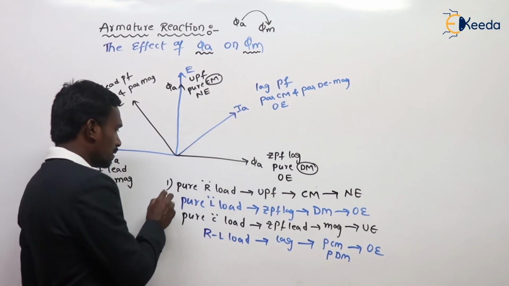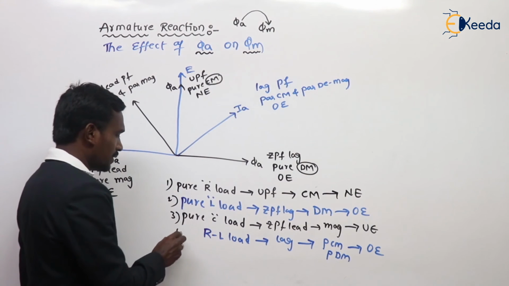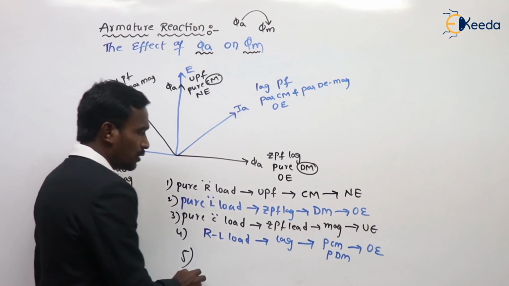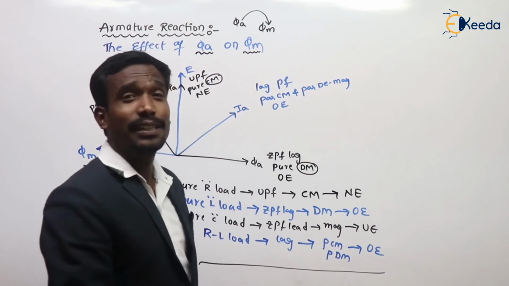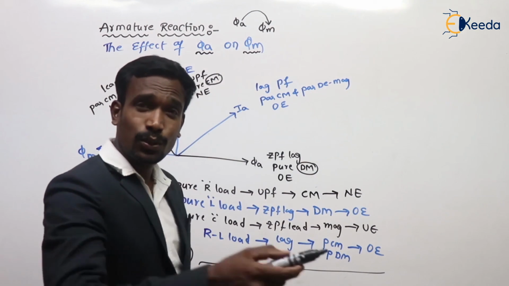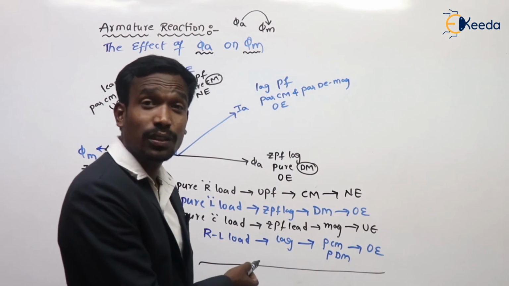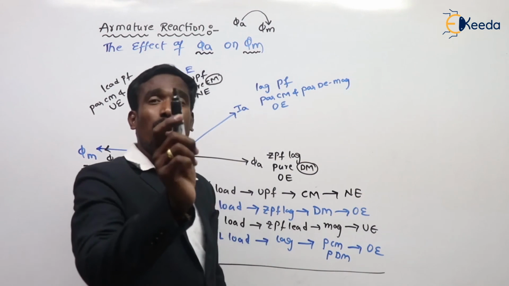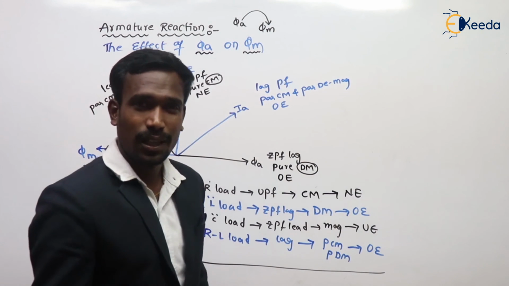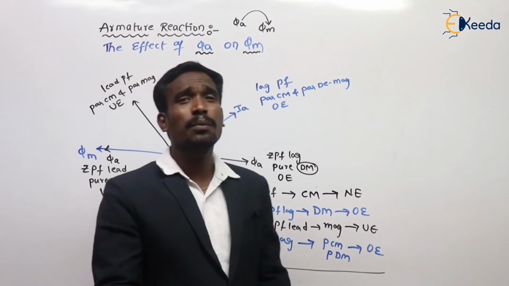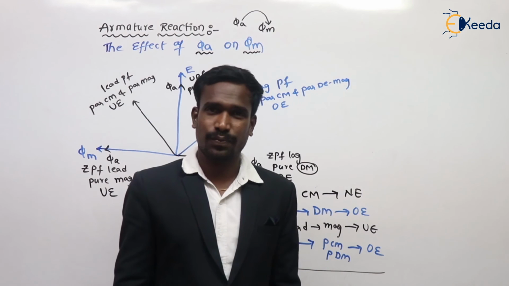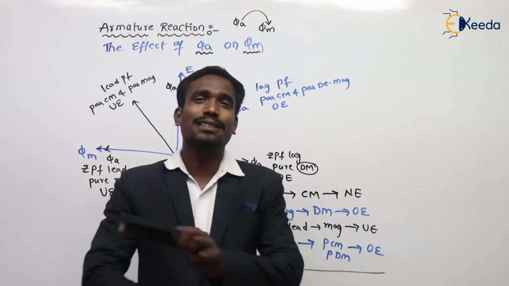This is case 1, case 2, case 3, case 4, and case 5. You have to draw and write case 5. I already gave you case 5. Note down and draw this one and write this one. Very important. Are you okay? Getting or not? This is what the armature reaction is. Okay, the concept is completed.